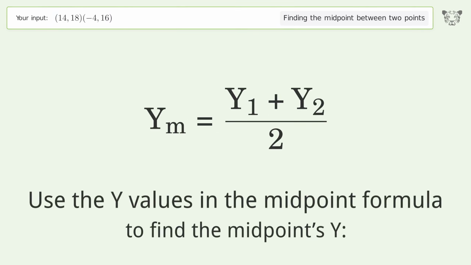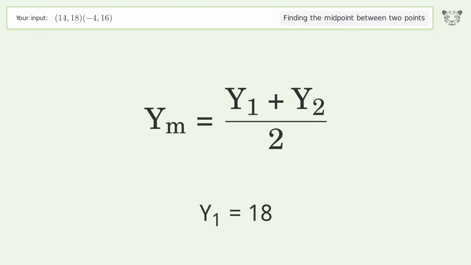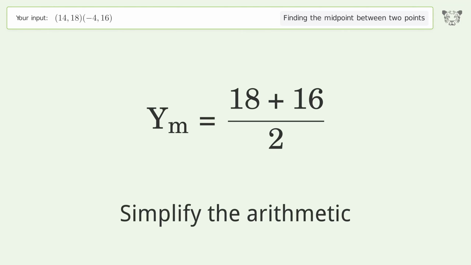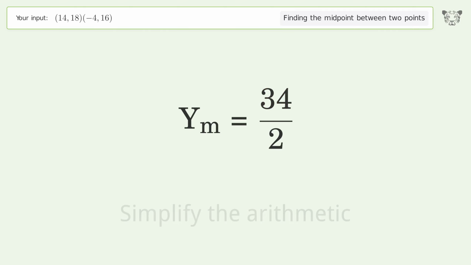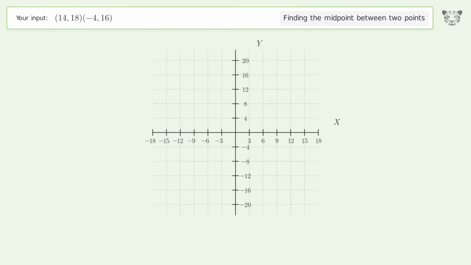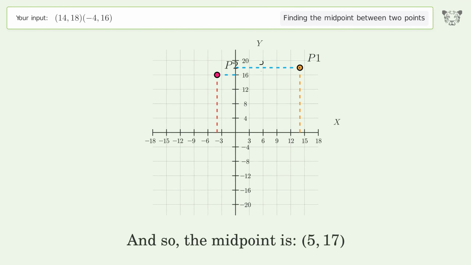Use the y values in the midpoint formula to find the midpoint's y. y1 equals 18. y2 equals 16. Simplify the arithmetic. And so, the midpoint is 5,17.